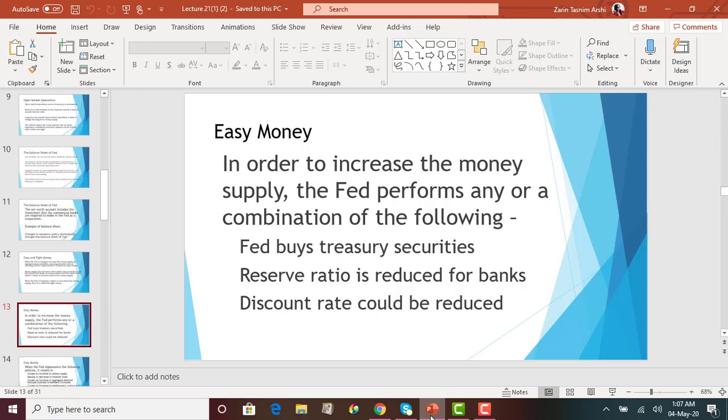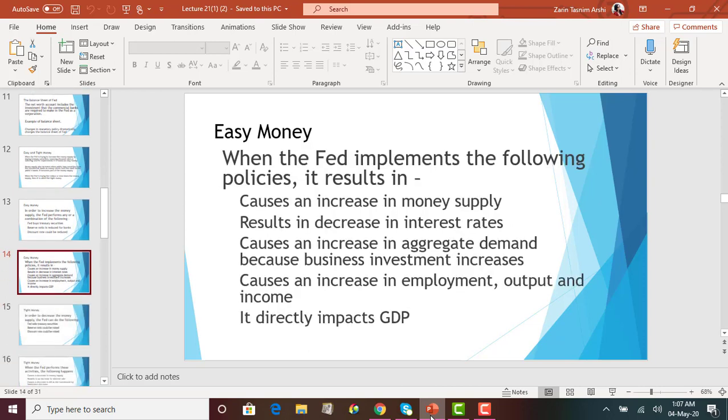Basically, the loan will be cheaper for banks to take from the Fed. So these are the ways they can increase the money supply. So when the Fed does this, what will happen? This will increase the money supply.